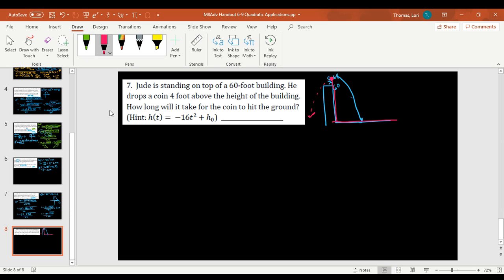And then as it drops, some time will go by. And that's what we're trying to find out. How long does it take to hit the ground? So let's write the function.